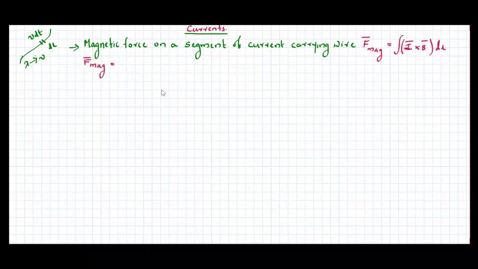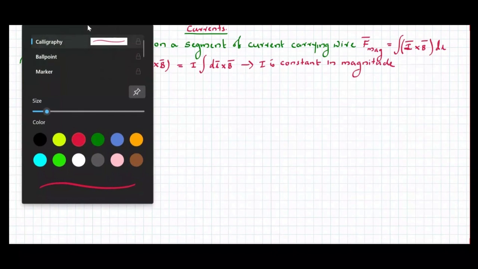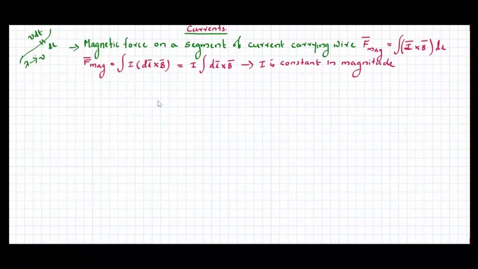Now, if you observe the diagram, we can see that the direction of the current and the direction of the small element dl are the same. So you can write the equation as integral I dl cross B, and if the current in the wire is constant, you can take I outside the integral and then it will become I integral dl cross B. This is only possible if a constant current is flowing through the wire.